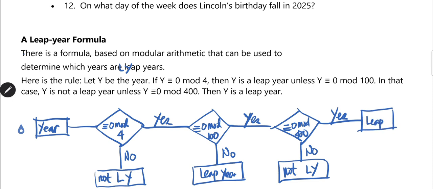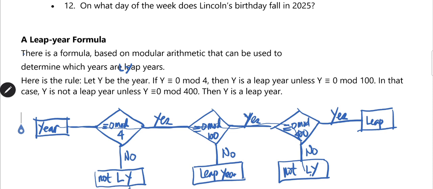So there are here two instances when it's not a leap year. First one would be it is not divisible by 4, meaning it is not congruent to 0 modulo 4. And another condition would be when it is divisible by 4, which is the same as saying that it's congruent to 0 modulo 4, and then it is also congruent to 0 modulo 100, but it is not congruent to 0 mod 400. So in these two cases, we have not a leap year.